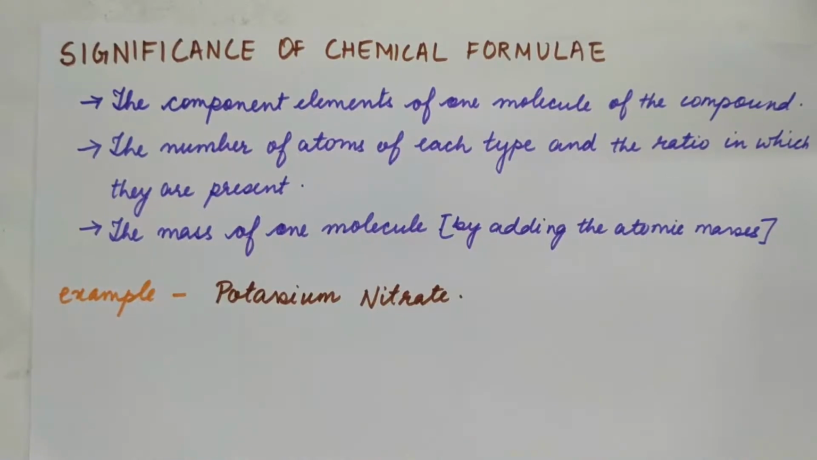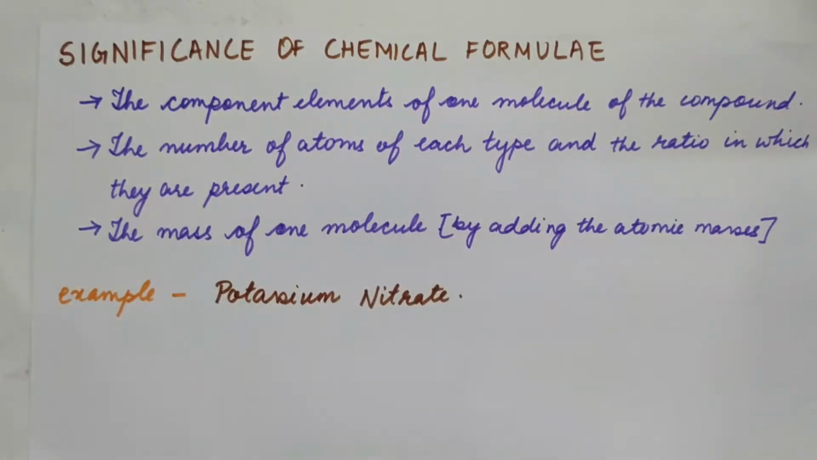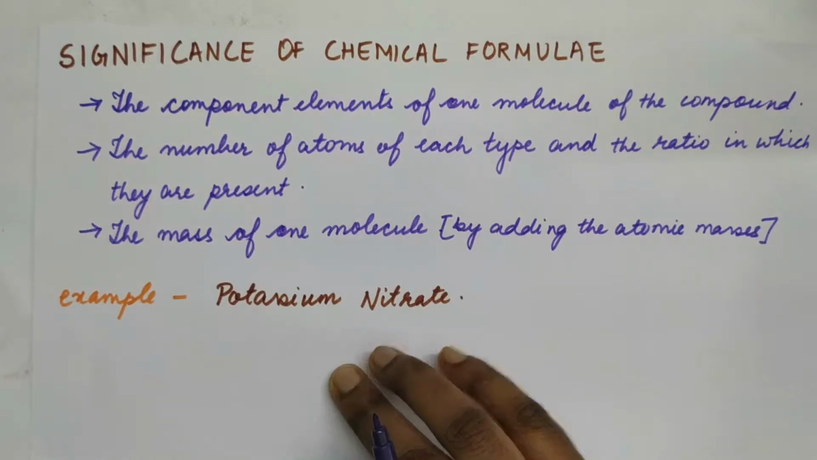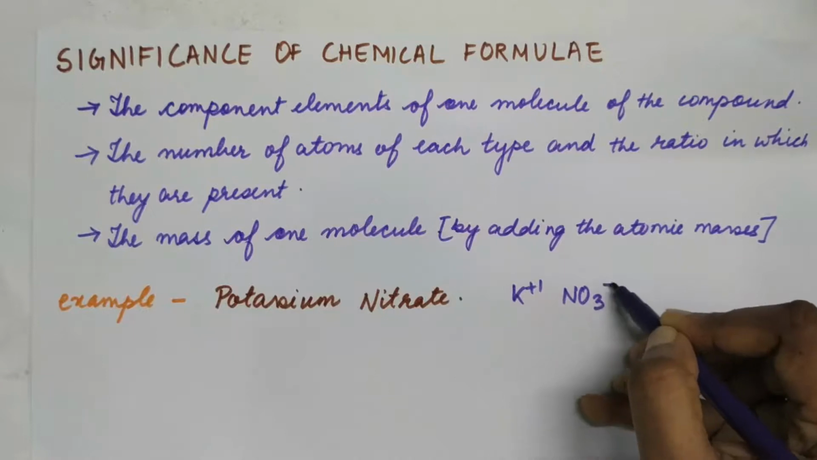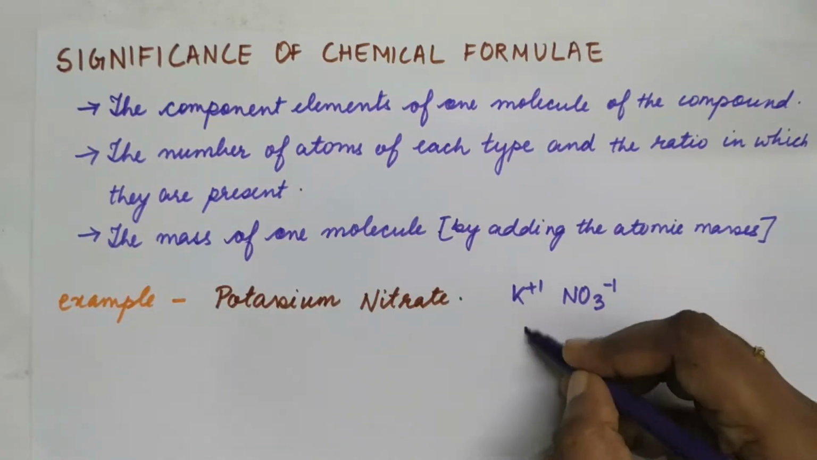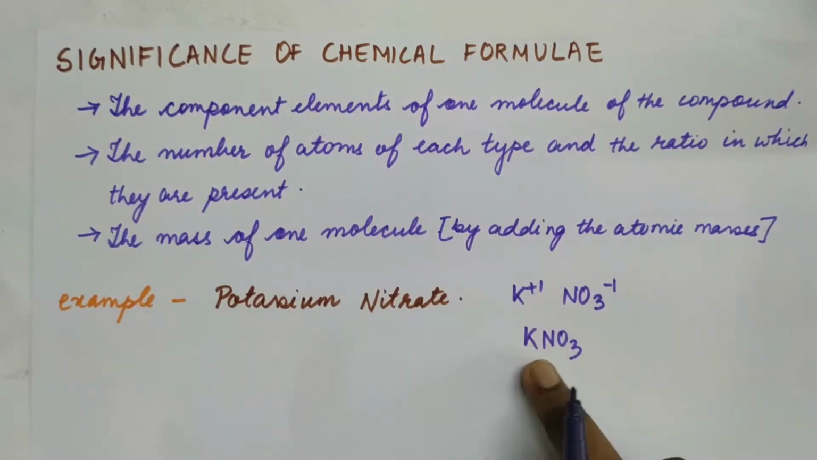Moving to the last part, that is the significance of the chemical formulae that we are writing. You can know about the component elements of one molecule of a compound, the number of atoms of each type and the ratio in which they are present, and also the mass of the molecule can be known by adding the atomic masses. For example, if I want to write the formula of potassium nitrate, you know potassium is K plus 1, nitrate is NO3 minus 1. When there is an exchange, nothing will come down because both are 1. So the formula becomes KNO3.